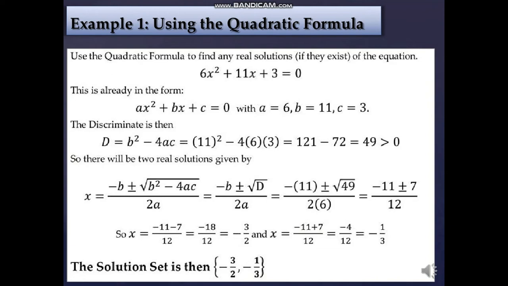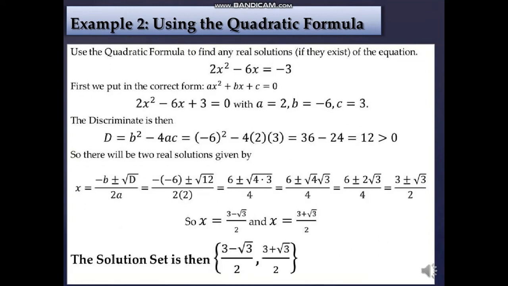The discriminant is then, here b equals 11, that's why b square is equal to 11 square minus 4ac, 4, 6, 3. After solving this we will get 49, that is greater than 0. So there will be two real solutions given by this formula. By solving we will get, the first is minus 3 by 2 and the second one is minus 1 by 3.